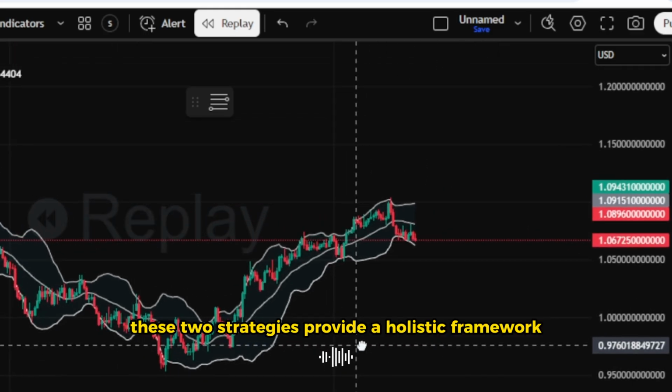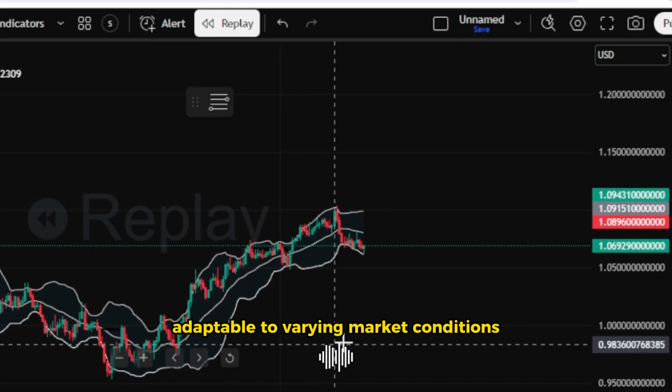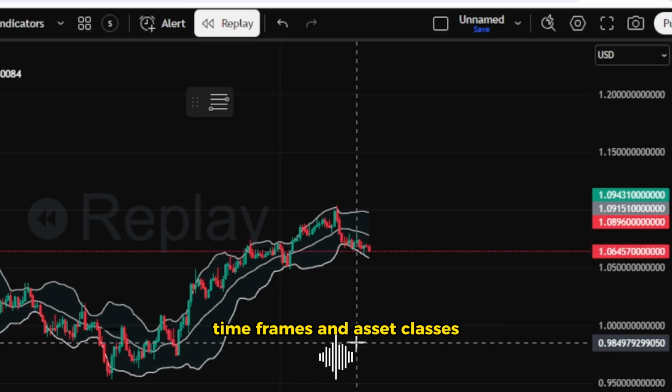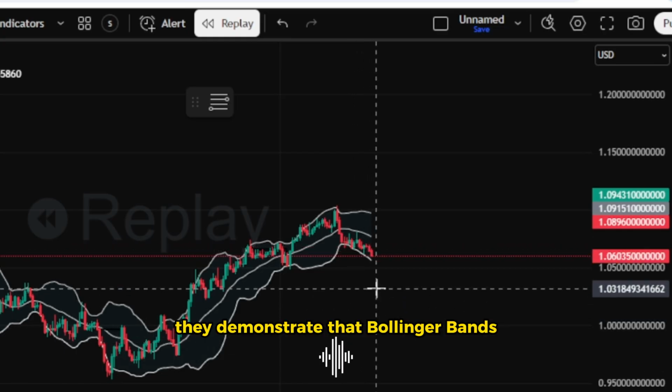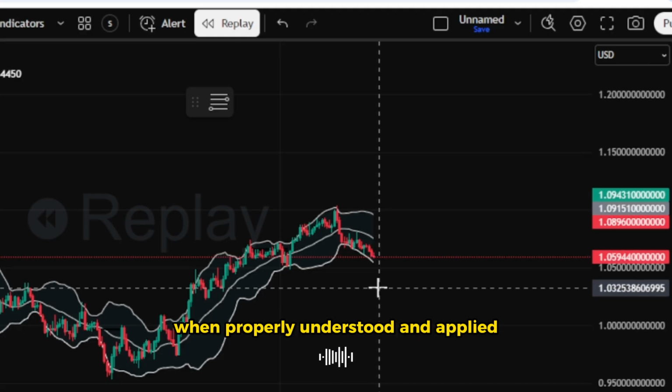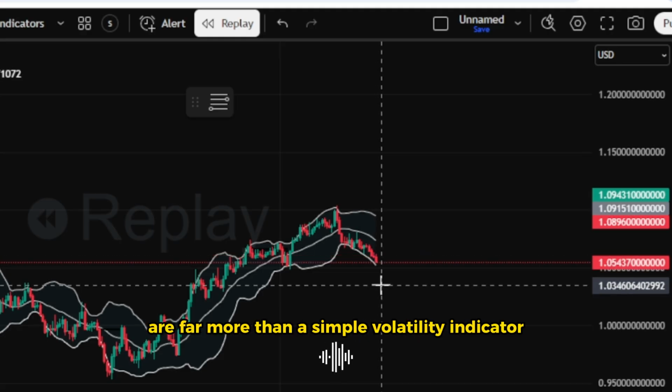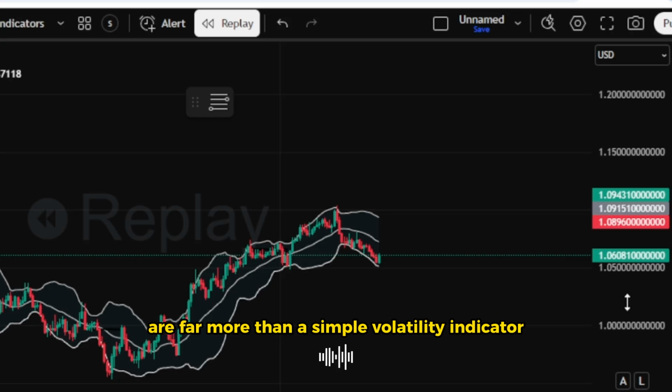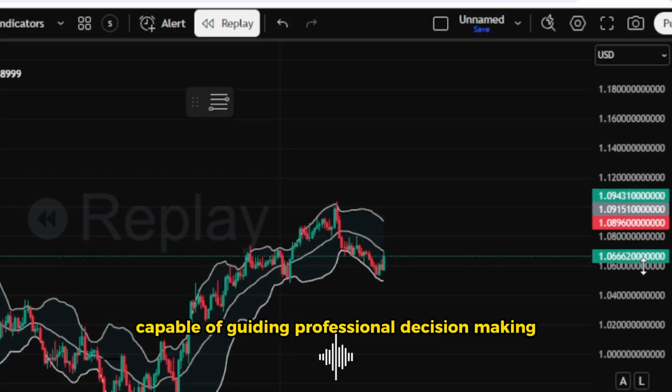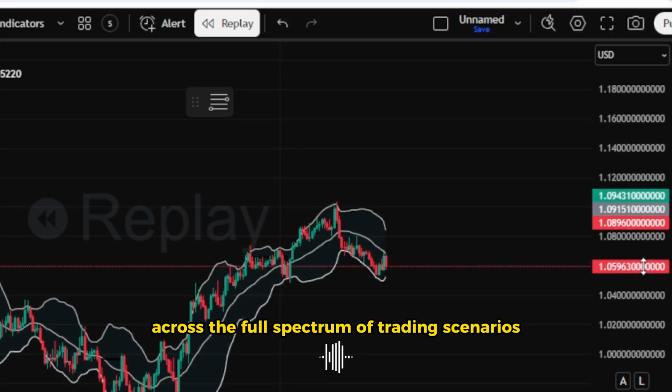Together, these strategies provide a holistic framework adaptable to varying market conditions, time frames, and asset classes. They demonstrate that Bollinger Bands, when properly understood and applied, are far more than a simple volatility indicator. They are a dynamic tool capable of guiding professional decision-making across the full spectrum of trading scenarios.